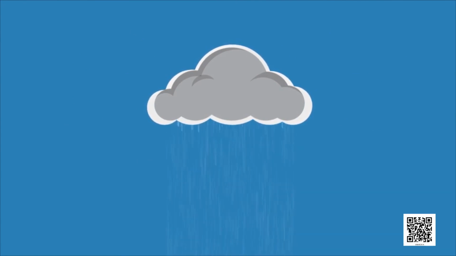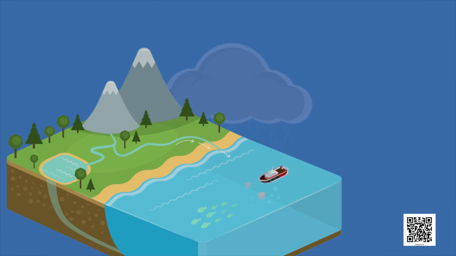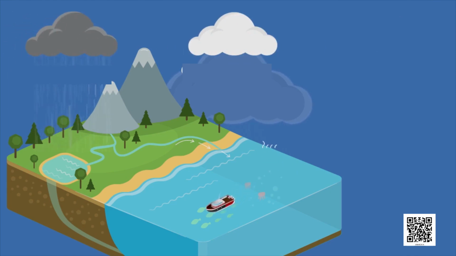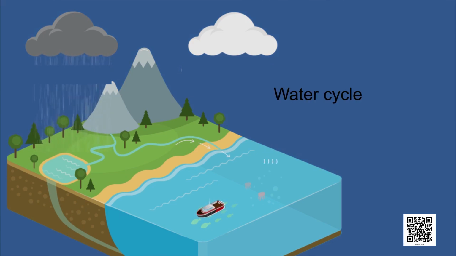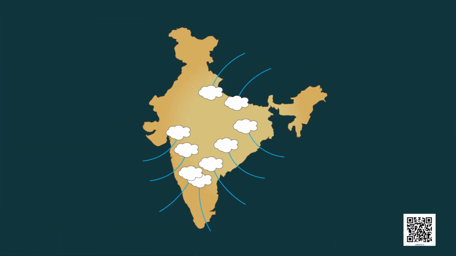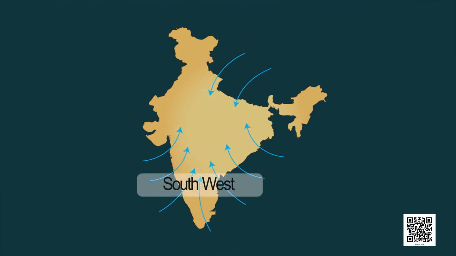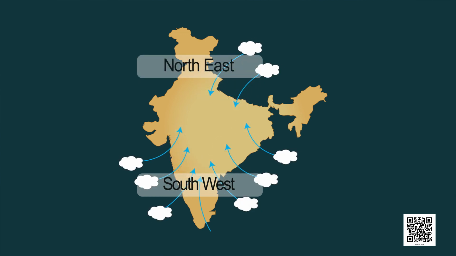So children, due to evaporation and transpiration, water vapor goes into the atmosphere. These vapors condense to form clouds, and water comes down to earth in the form of rain, hail and snow. This process is called the water cycle. Rainfall patterns are decided by the prevailing wind patterns. In large parts of India, rains are mostly brought by the southwest or northeast monsoons.